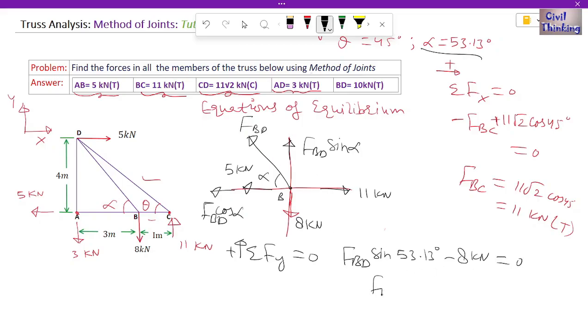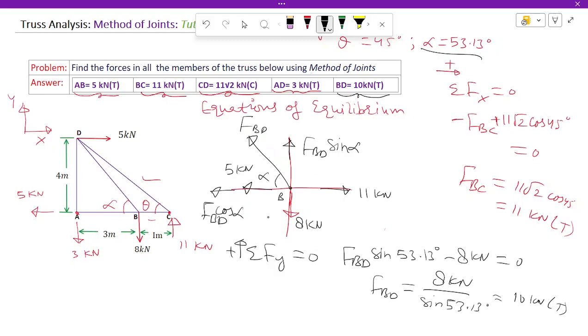So from here I will get the value of FBD to be what? 8 kilonewton divided by sine of 53.13 degree. Okay, so let me use a calculator to find the value. 8 divided by sine of 53.13. Okay, I got the value to be 10. Okay, 10 kilonewton. Since it is a positive value, so it is tensile. T for tensile. Let me check the option. As you can see here, force in BD is actually 10 kilonewton, so our calculations are right.